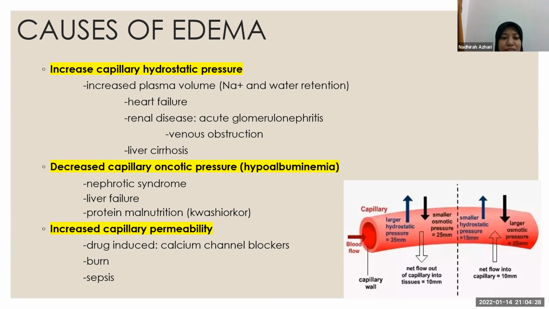As for the decreased capillary oncotic pressure or hypoalbuminemia, it occurs due to nephrotic syndrome, liver failure, and also in case of protein malnutrition or kwashiorkor. And for the third mechanism, which is increased capillary permeability, it occurs due to drug-induced, such as calcium channel blockers, and it can also occur in burn and also sepsis.